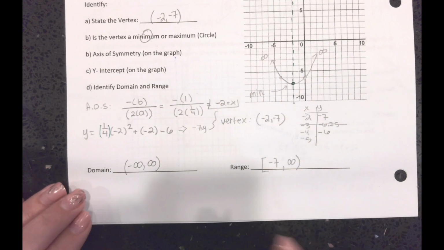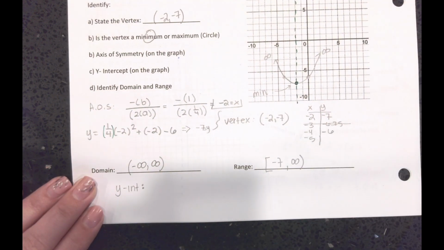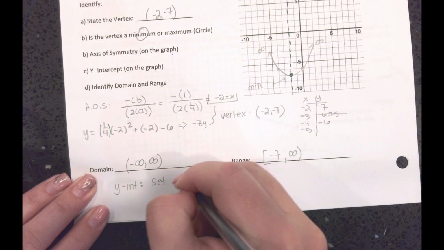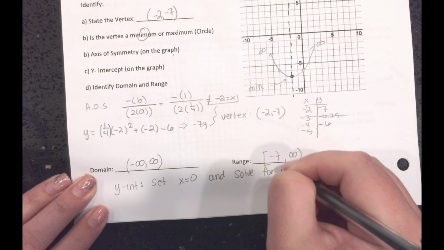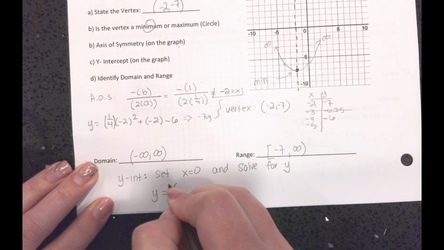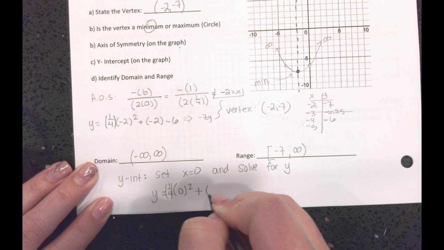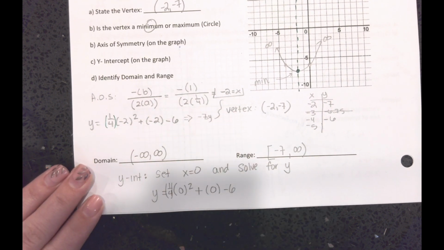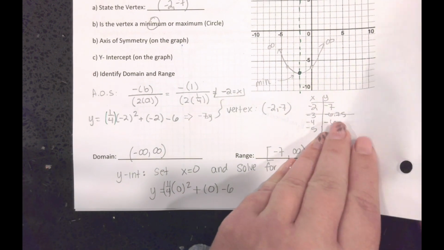Now, I do want to mention for the y-intercept, sometimes it's not always clear. It doesn't always happen to reflect over and get you on the y-axis. This is where you set x equals 0 and solve for y. And you can do this for all functions. So we got y equals 1/4 times 0 squared plus 0 minus 6, and that will get you your y-intercept. Right, moving on.